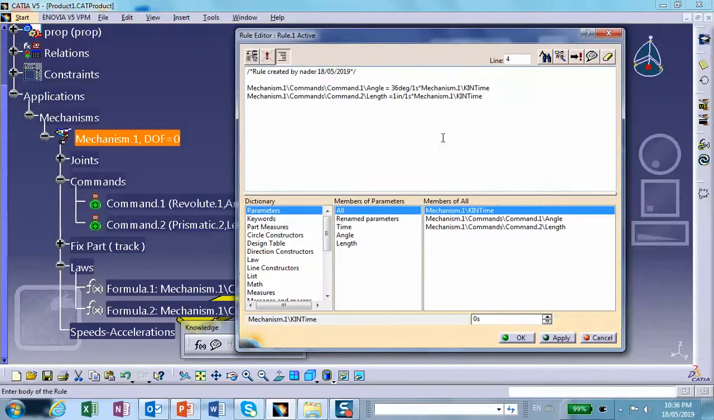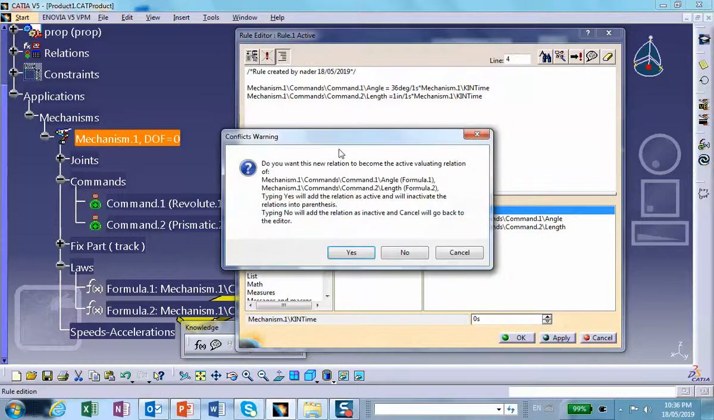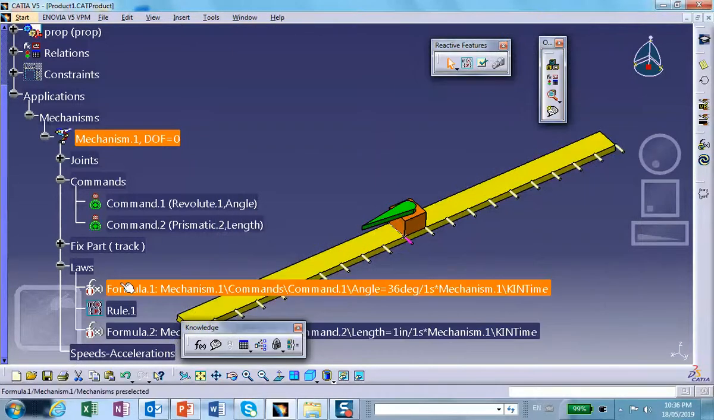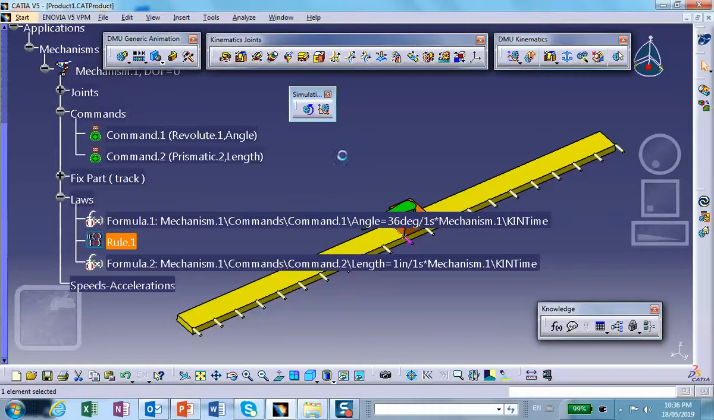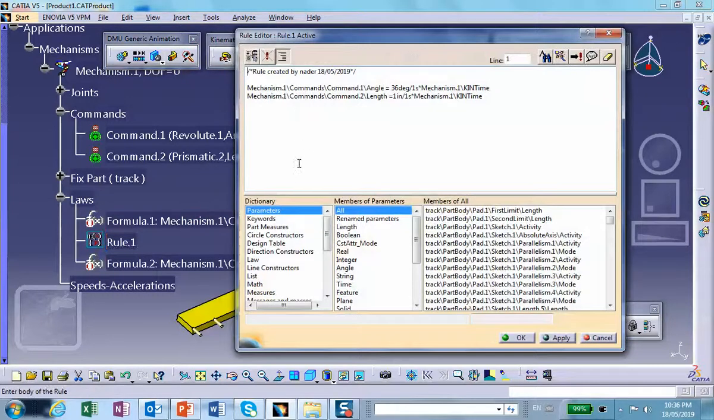When I say OK, it tells me that these commands were already specified in the tree using formula. If you say yes, it will deactivate these formulas and use your C program instead. Are you sure? And the answer is yes. Notice that these two got deactivated, and instead I have a rule. If you double click on the rule, it'll take you to that window right there, and you can make changes if you need. I don't want to make any changes. And say OK.